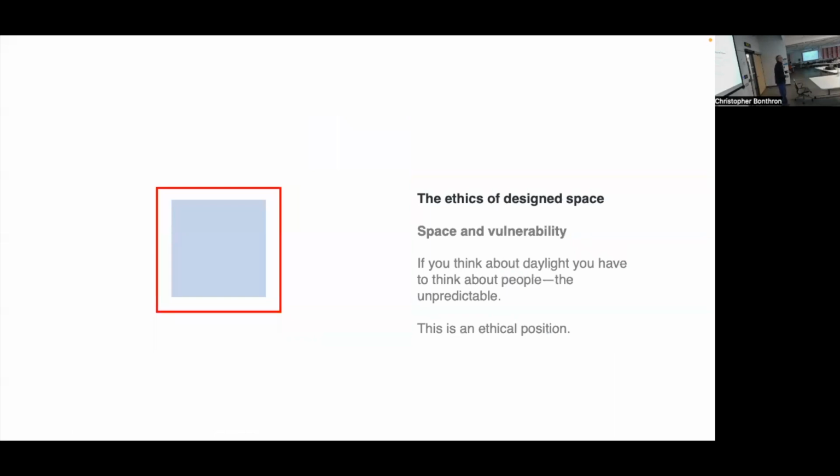And this is where we should recognize, take it as a proposition: what we do is primarily for other people. We should never satisfy or please only ourselves. We all have to find pleasure in our work. But if we think about daylight, we have to think about what people, the unpredictable element, do.